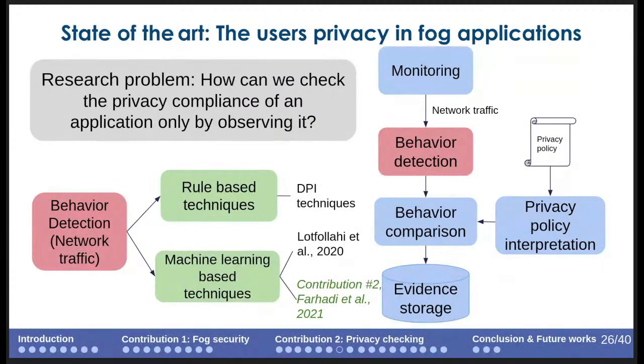So for encrypted network communication, most techniques are machine learning based. For example, there is a work in 2020 by Lotfollahi et al. that provides a classification of the type of encrypted network traffic. However, in the multimedia class, they do not differentiate between audio and video. But for our work, which is in the privacy context, there is a big difference if the application shares audio or video. So we are also going to use machine learning based techniques for network traffic classification.